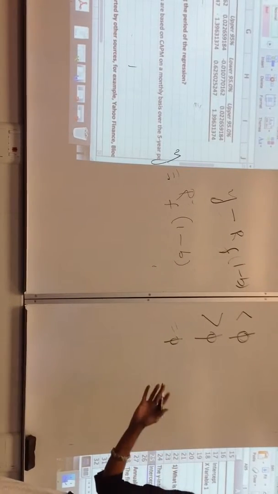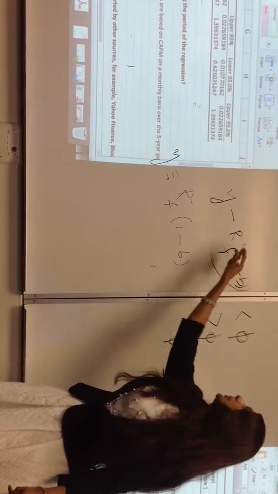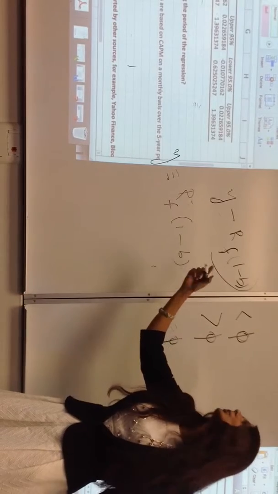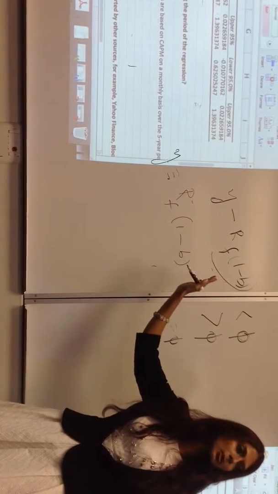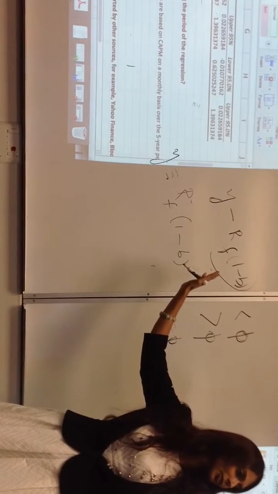And there's a little bit of math involved where we can show why we are using Rf times 1 minus beta. What is the reason why we're using it? I'm just not going to do the math, but believe me, there's proof for it. I'm not just saying that because I want to.